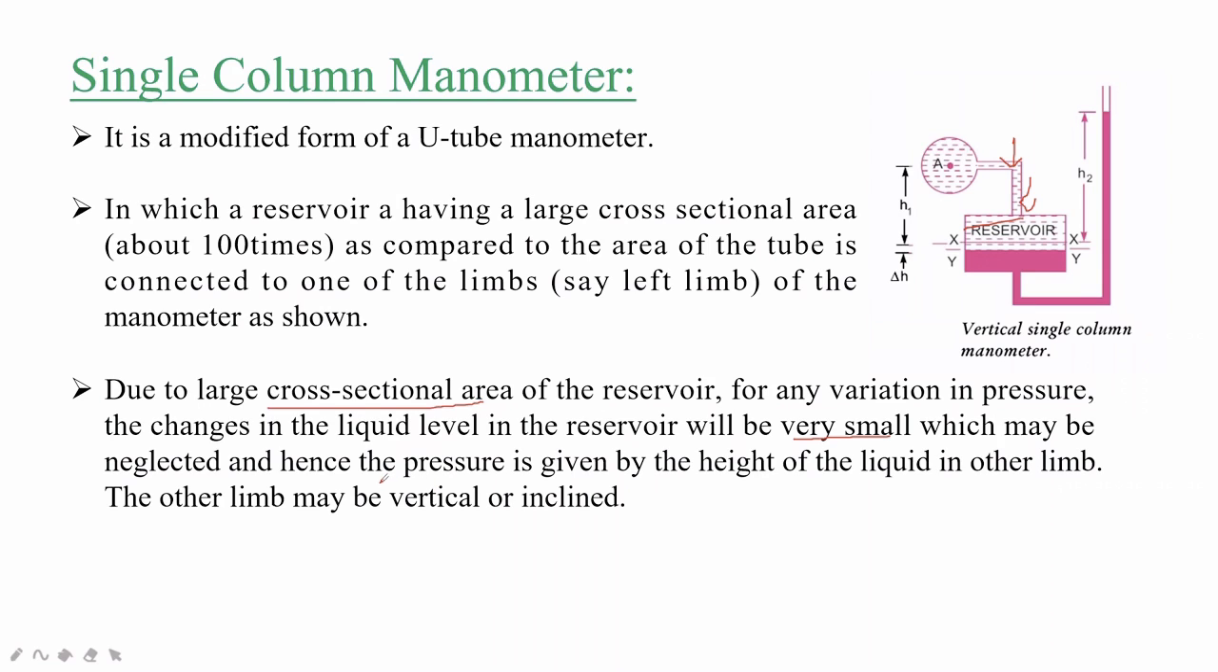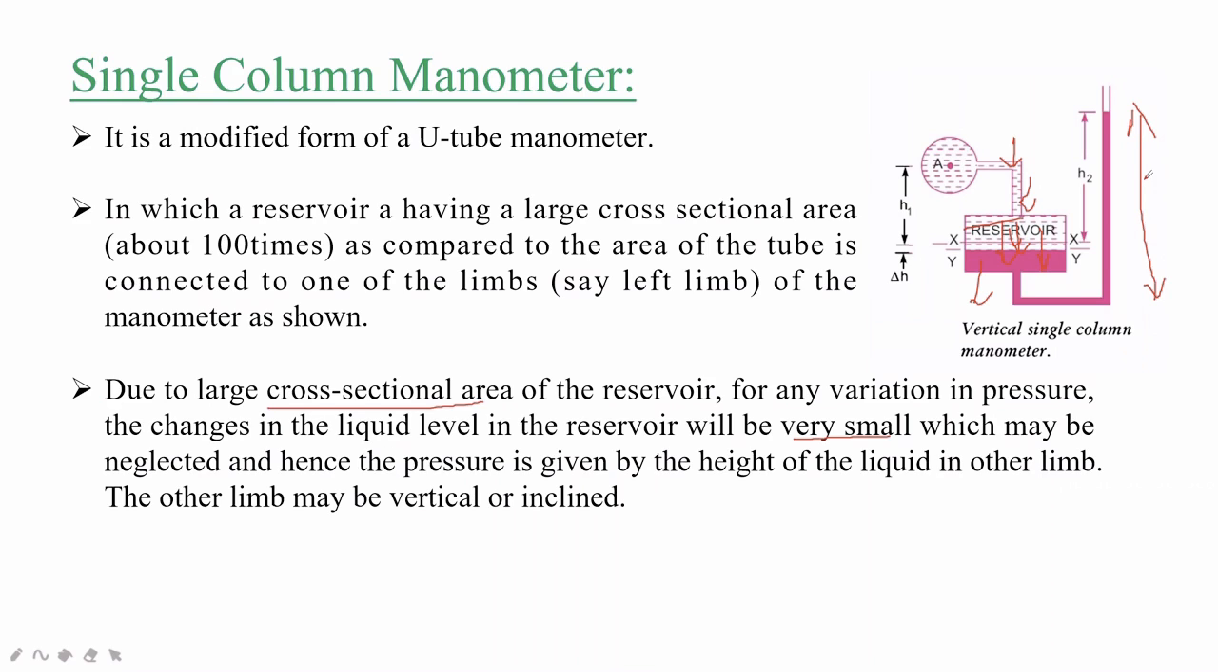So here what they are telling is, whatever changes happen here will be neglected in the reservoir. Whenever it is connected to A, this small pressure is created in the reservoir and that will make this push downwards. Because of this pushing, the dark colored liquid will move up. The H2 will be going up.